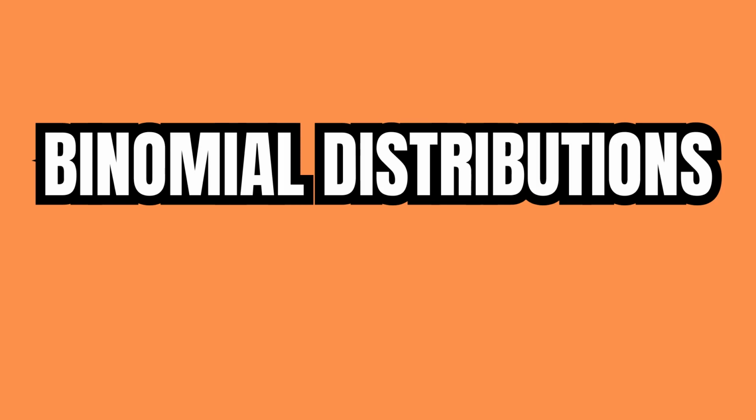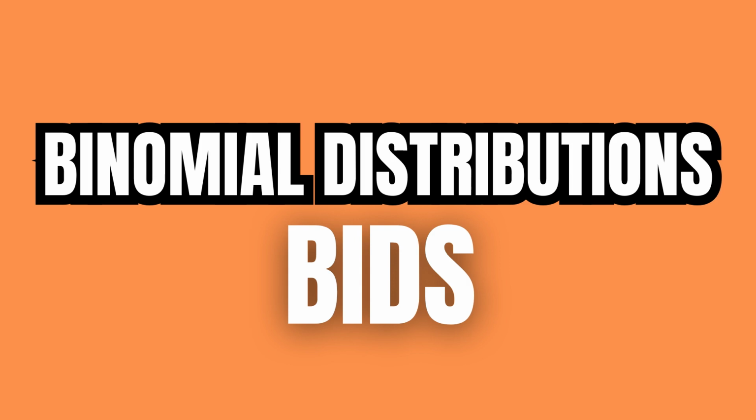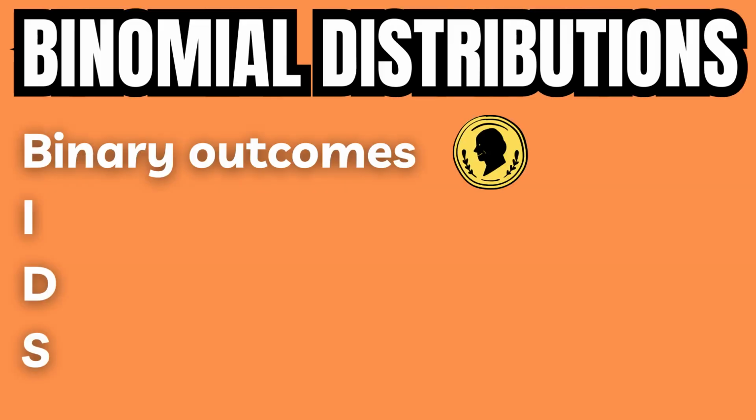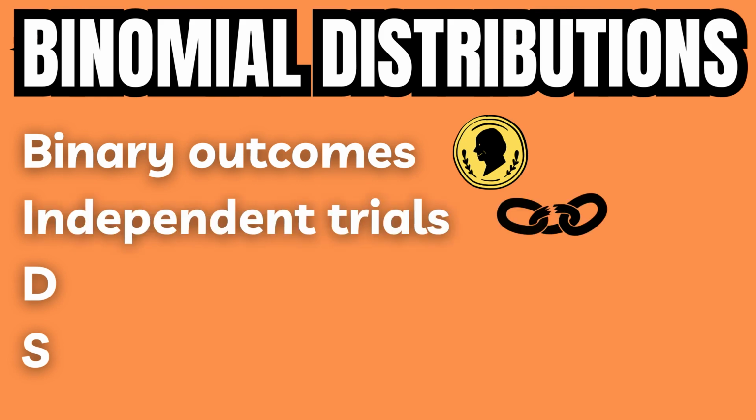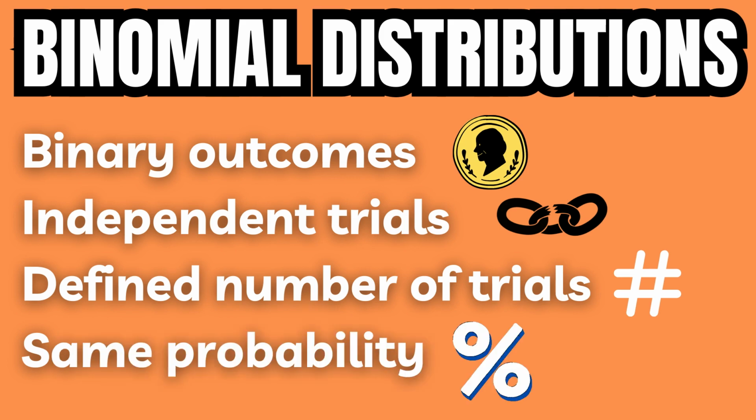Binomial distributions meet the following 4 criteria, which can be memorized through the acronym BIDS. Binary, or in other words, that there's only 2 possible outcomes, such as passing or failing a test, or flipping a coin. Independent trials, meaning that outcomes of different trials do not affect each other. Defined number of trials, meaning that the total number of trials is known beforehand. And finally, same probability for all trials.